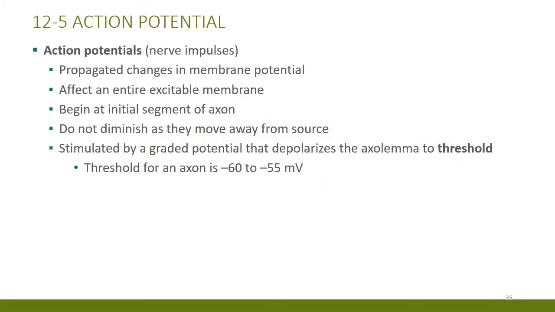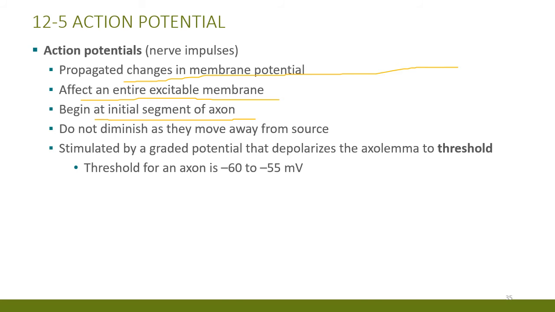So action potentials are nerve impulses, and they're propagated changes in the membrane potential. Propagated means it's traveling, right? A propagation, it's not staying in one place. It's a membrane change that's traveling down the membrane. A depolarization, boom, boom, boom, all the way. An effect of an entire excitable membrane, the whole membrane becomes depolarized. They begin at an initial segment of the axon.